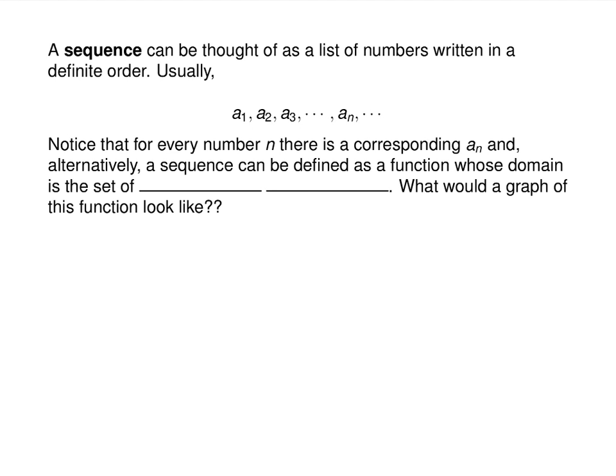So here we go. A sequence is a list of numbers written in a definite order. So we have A sub 1, A sub 2, A sub 3, and what those little subscripts mean is my first thing, my second thing, my third thing. Does that make sense? For every number n, there's a corresponding A sub n, and a sequence can be defined as a function whose domain is the set of positive integers.